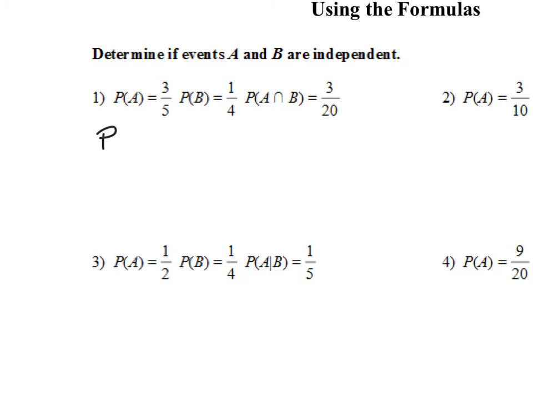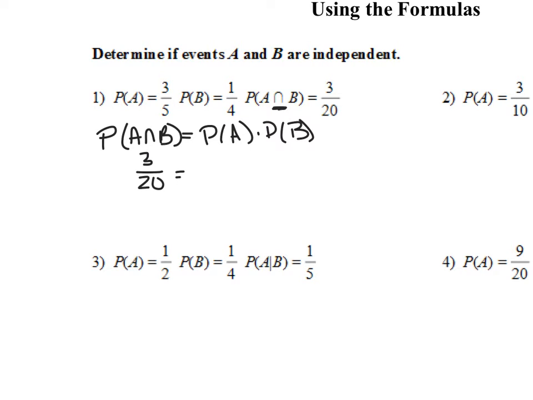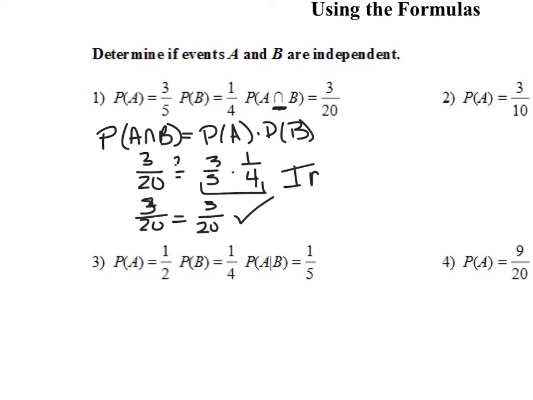So if they're independent, we know that the probability of A and B is equal to the probability of A times the probability of B. I'm doing that because this is the one they gave me. They gave me the and, so that's why I'm going to use this one. That's 3 out of 20. The probability of A is 3 out of 5, and B is 1 out of 4. So if I do the math, remember this is a proof, so we just do the math on this side. We don't cross over. That's 3 out of 20. So we don't know if this is true, but those match, so this is independent.